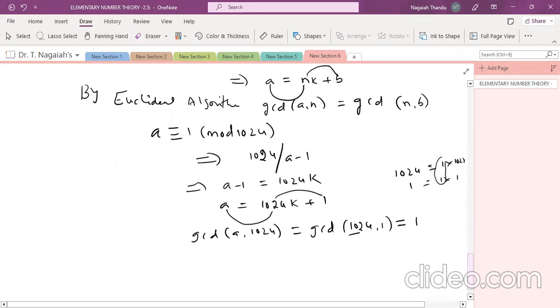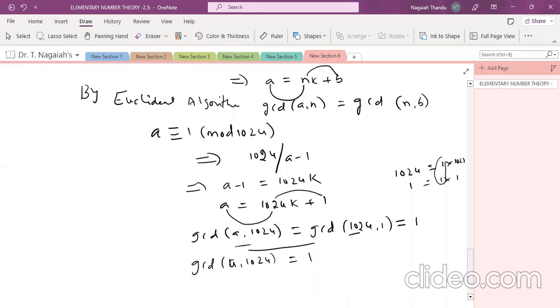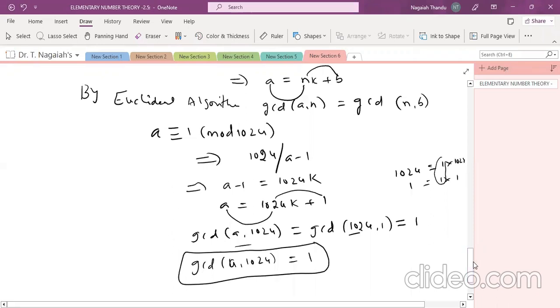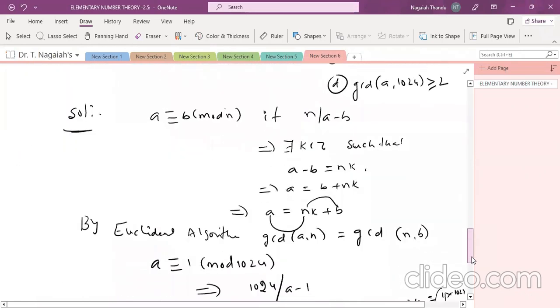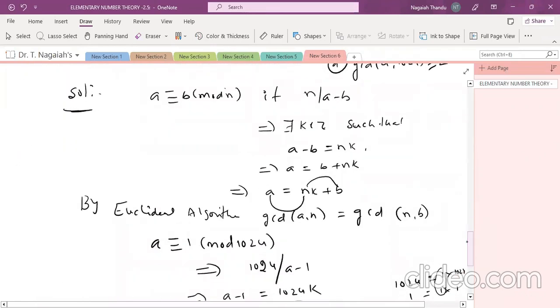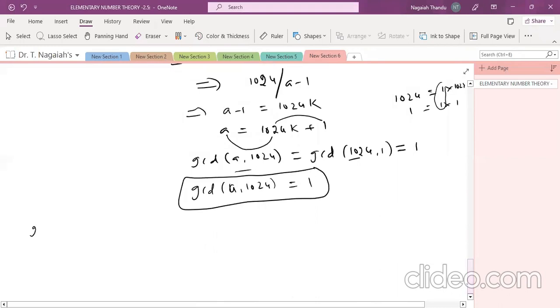So GCD of A, 1024 is equal to 1. Simple idea, simple technique. B option is correct. The main concept to remember: A congruent to B modulo n can be written as A is equal to NK plus B. Therefore GCD of A, n is same as GCD of B, n. It is enough to remember this.